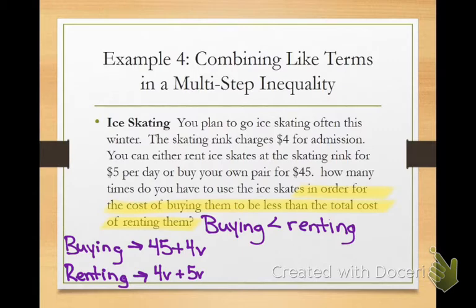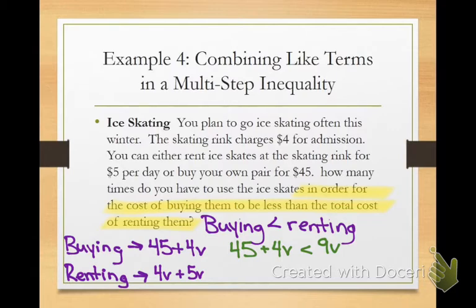So now that I have this, I can match them up against each other. Buying must be less than renting. Whoa, wait, where did I get 9V from? 4V plus 5V, all right? Like I said, every time you visit, you have to pay for both, so you can add them together. Those are like terms, 9V. Now we have a two-step equation that we can set up and solve. Go ahead and solve that.